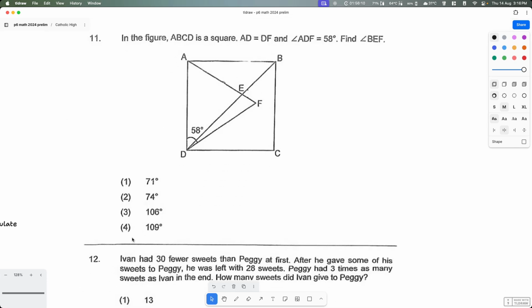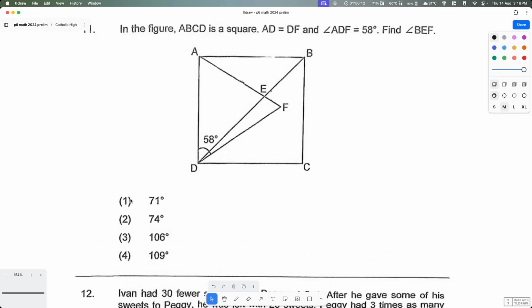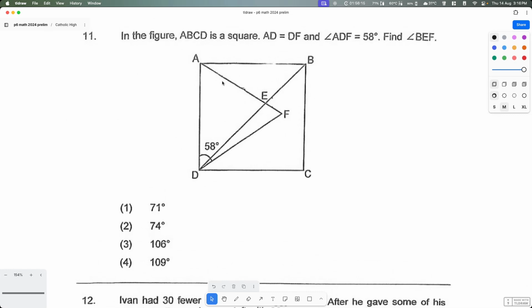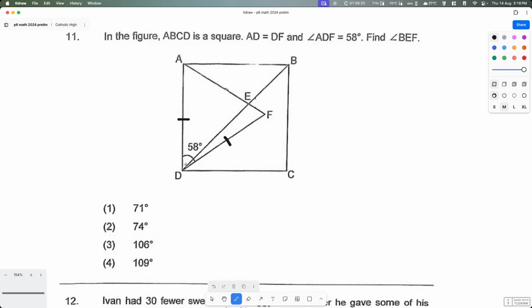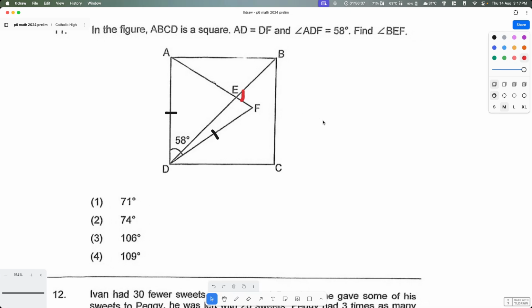Question 11. In the figure, ABCD is a square. AD is equal to DF, so that means this is an isosceles triangle. Angle ADF is 58 degrees. Find angle BEF. For BF, I'm going to draw a red line to see what this is. In this case, we know that this is an isosceles triangle.